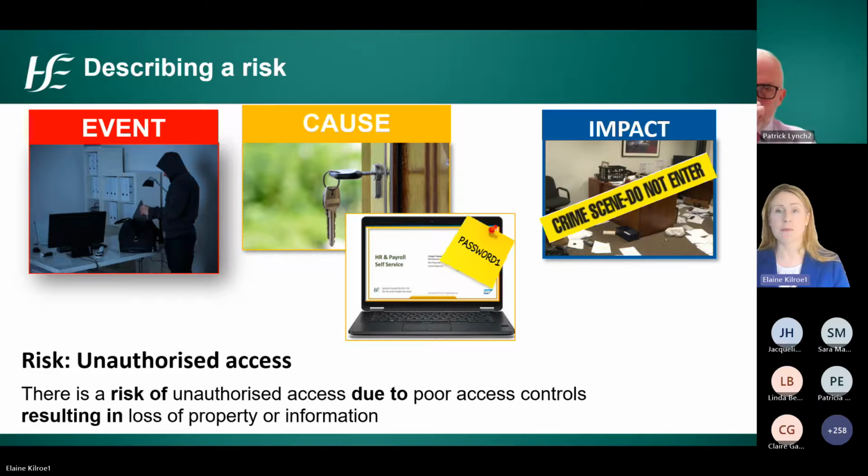Again, a number of impacts may be possible. In this example, we set out the impact being the loss of an asset. With this illustration now shown, let's again put it into the structured statement that has been covered. That is, there is a risk of unauthorised access due to poor access controls resulting in loss of property or information.